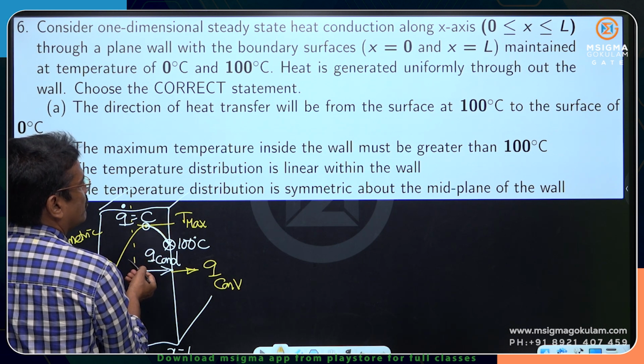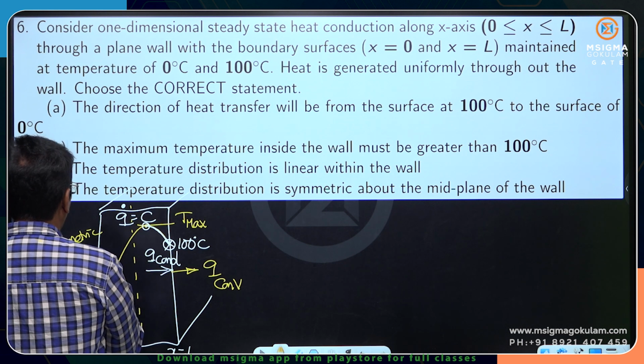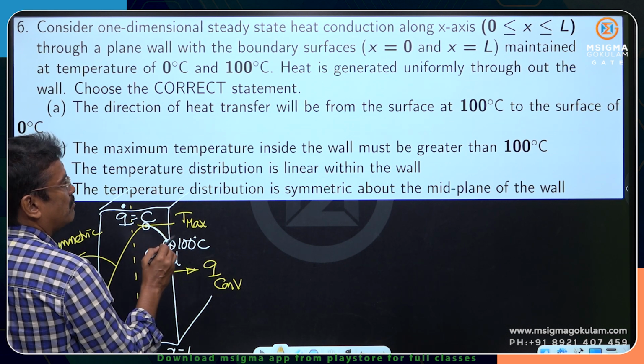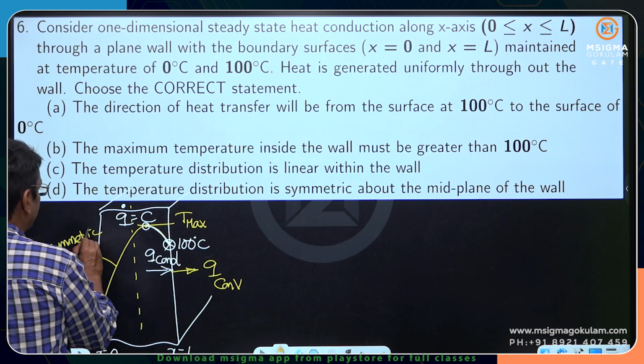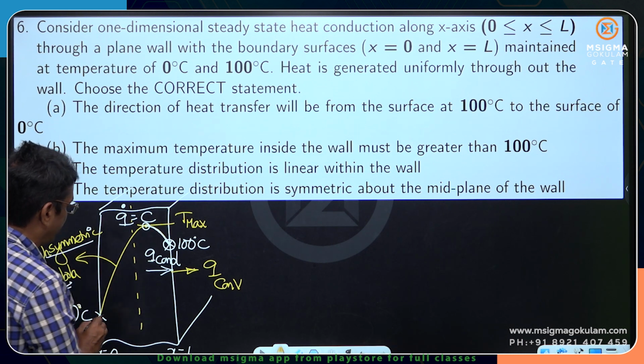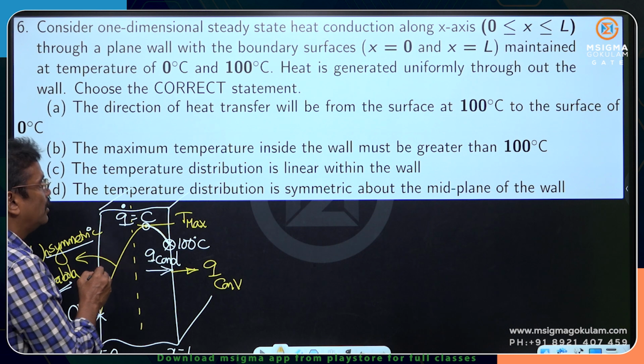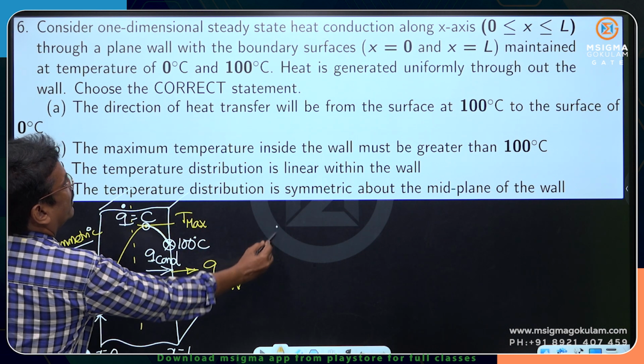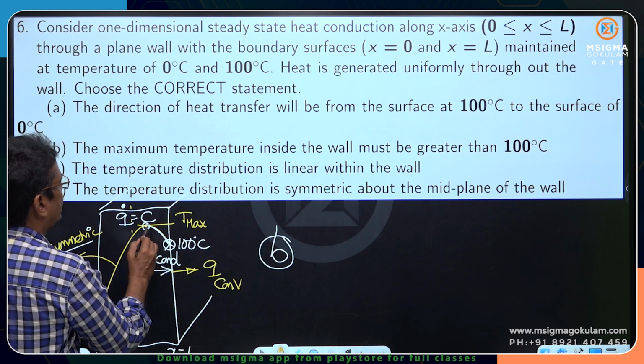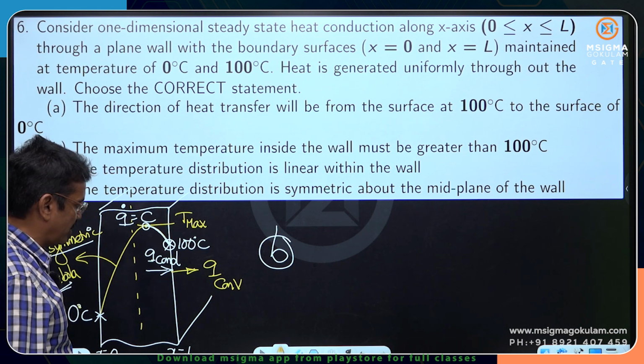The temperature distribution is linear. It is not linear, it is a parabola. The temperature distribution is symmetric. It is not symmetric, it is unsymmetric. Why is it unsymmetric? Because both sides temperatures are different. So, the answer will be B. The maximum temperature will definitely be more than 100 degrees Celsius.